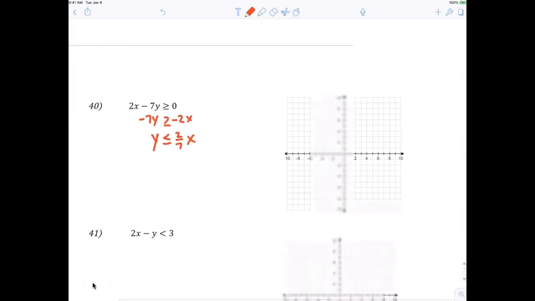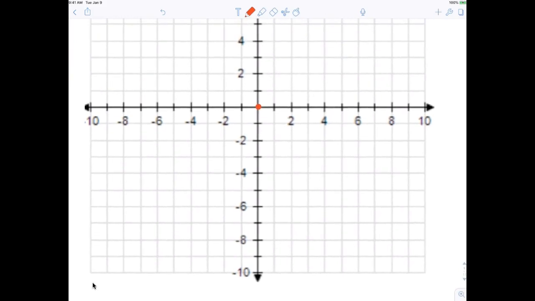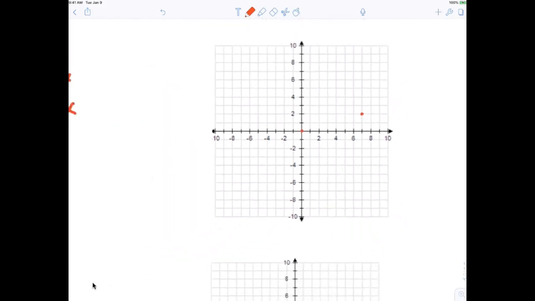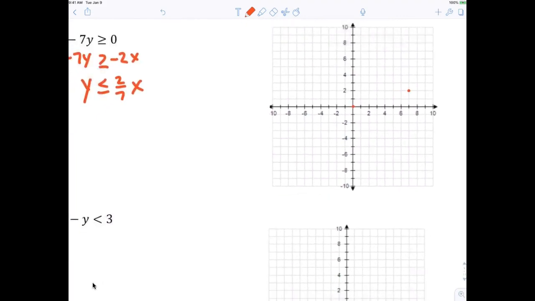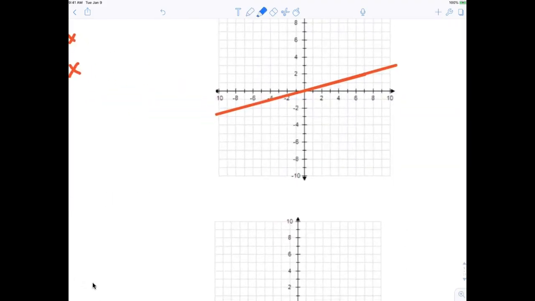So what's the y-intercept here, guys? 0. And then from there I go what? Up 2 over 7. What kind of line this time? Still solid, right? And now we're shading which direction? Less than is above or below? Below. Everybody good? I told you it's not hard.